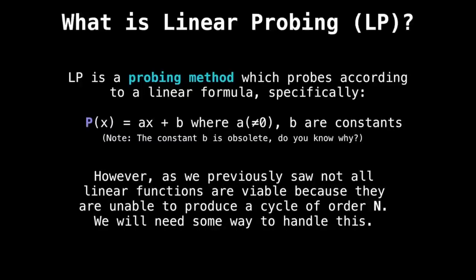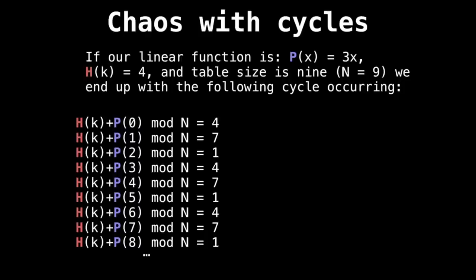I have a small note right here which says that the constant b is obsolete. And if you know why, post in the comments and have a discussion with the others. And as we saw in the last video, there's a slight problem with this currently, and it's that some linear functions are unable to produce a full cycle of order n, and we might end up getting stuck in a cycle. Here's an example of that.